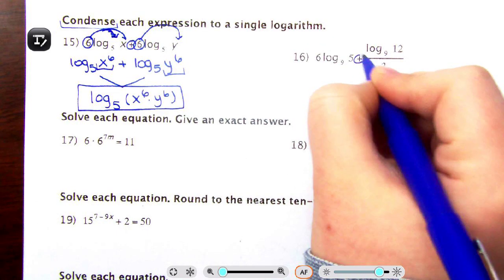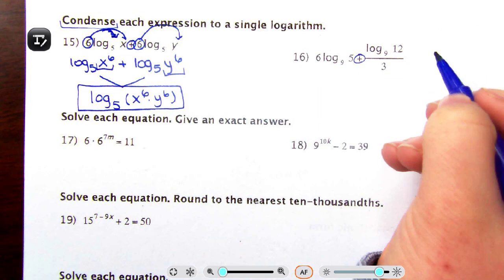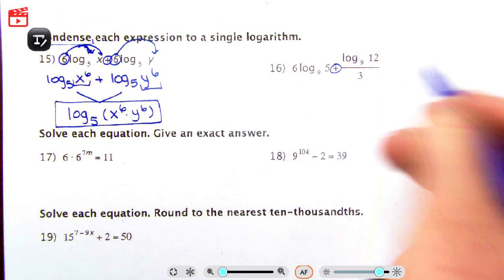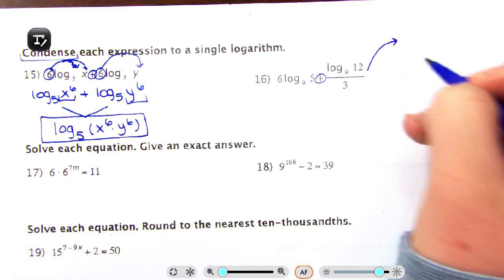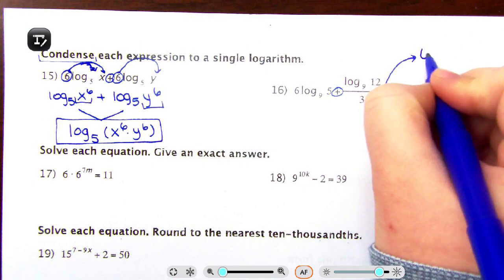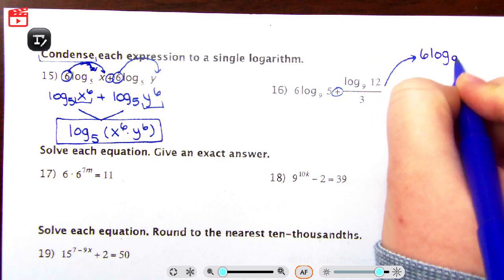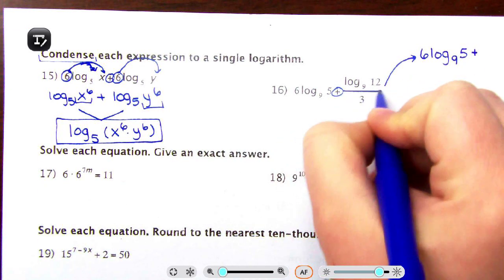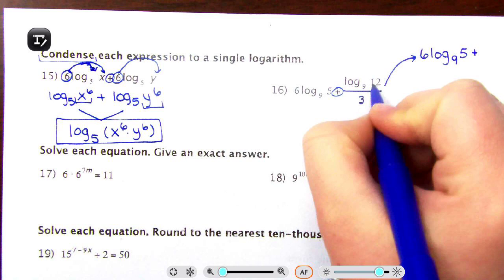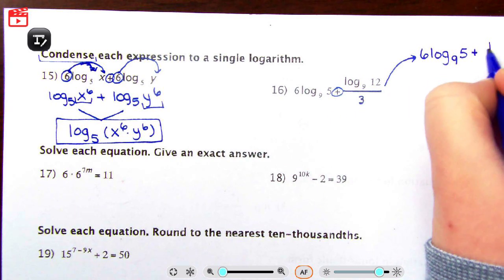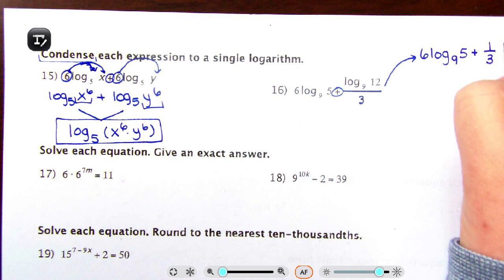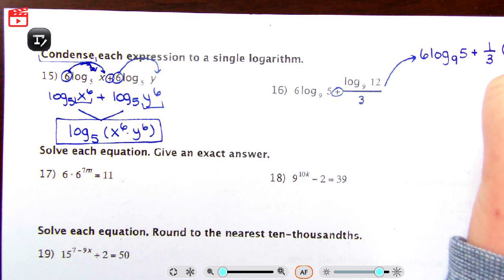Again, I see a plus here. So I have, ooh, this is a trippy one. You see this divided by 3? I'm actually going to rewrite that because I don't like that divided by 3. So 6 times log base 9 of 5 plus, watch this. Anytime you have a divided by something and you have a log out in front, that means you are multiplying by a fraction. So what you have is 1/3 times log base 9 of 12.